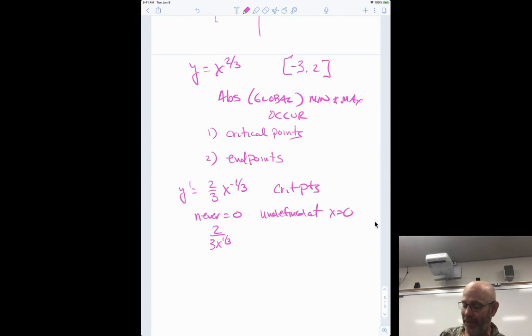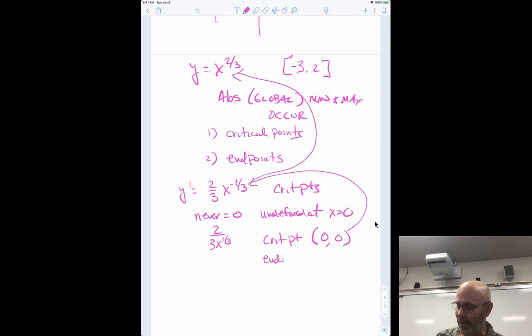So now I have a critical point actually at 0, and we'll plug that 0 back into the original function, which is 0, 0. And then we have endpoints. And the endpoints are -3. And then we've got to plug that in. So the cube root of -3 squared. So it's -3 to the 2/3. And then the other endpoint is 2, and 2 to the 2/3. Okay.